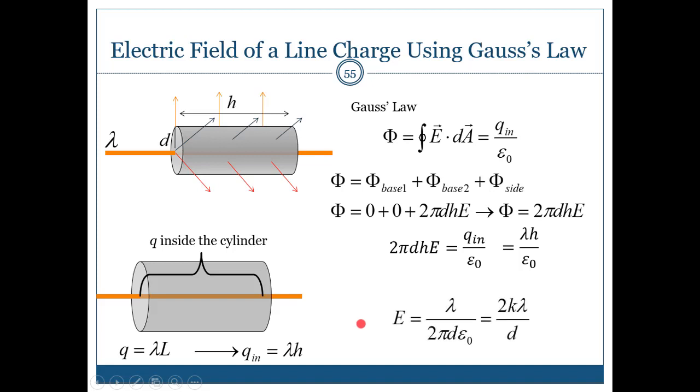There we go. We can pull the E out of this equation, which gives us lambda over 2 pi d epsilon 0 for our electric field. Replacing 1 over 4 pi epsilon 0 with k, 2k lambda over d. Same result you would find using the integration method, right? 2k lambda over d. That's the E field at a distance d away from the line charge, period. Wonderful.